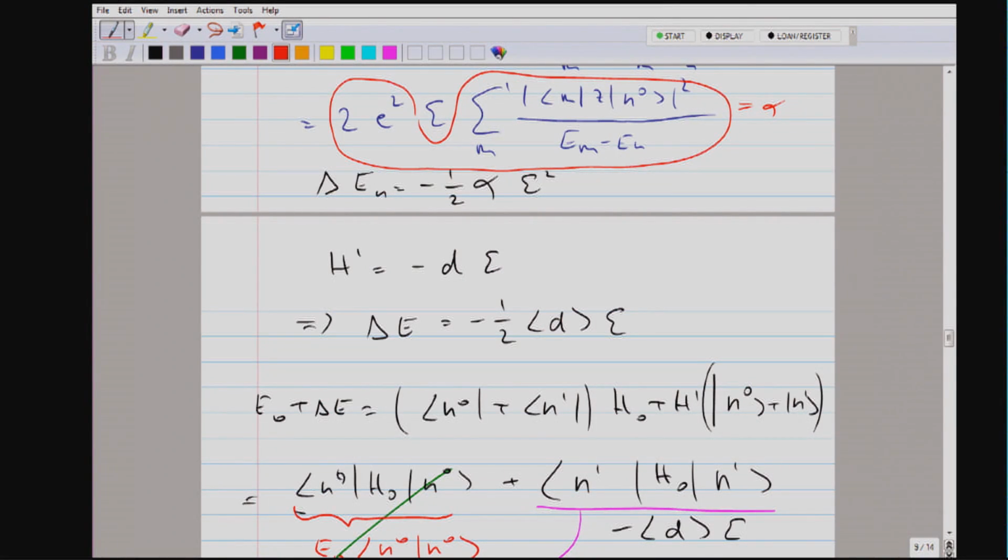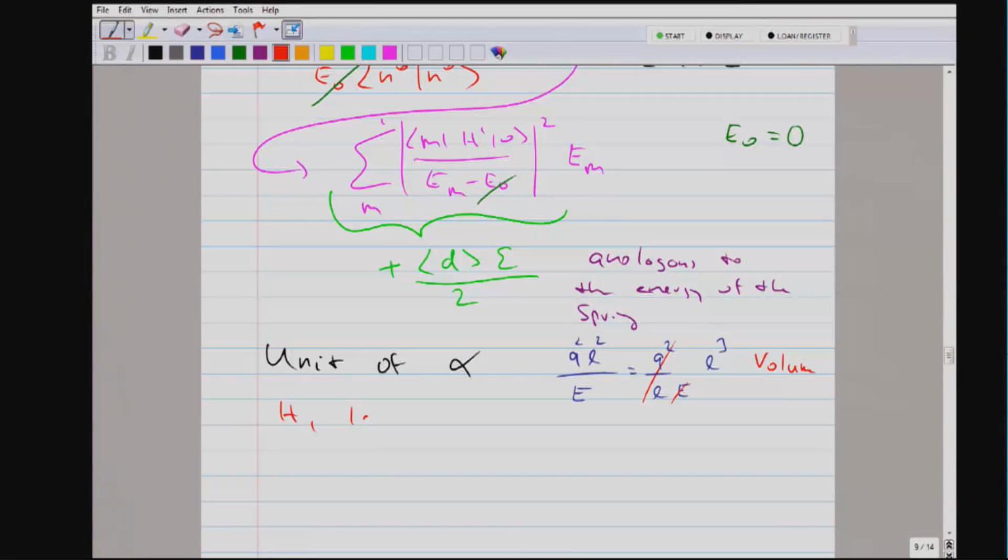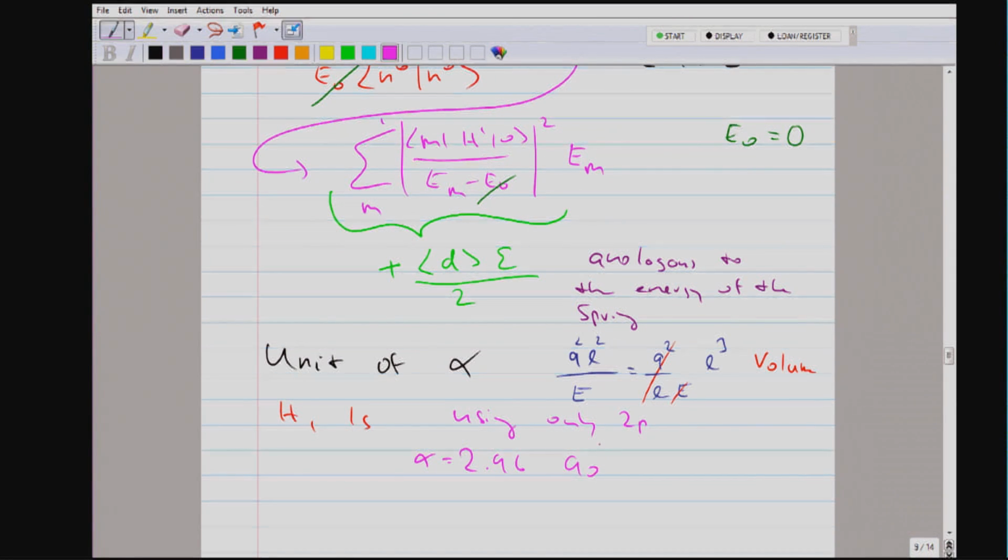So for hydrogen in the 1s state, if we only use the coupling to the 2p state, we find that alpha is the Bohr radius cubed, and the prefactor is 2.96. If we do the summation over all states, the prefactor would be 4.5, because there are higher states, especially continuum states, which contribute to the sum.